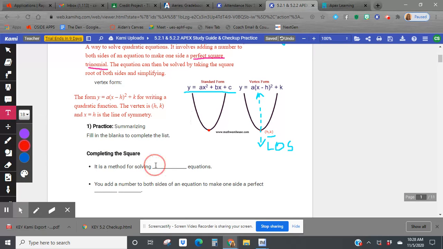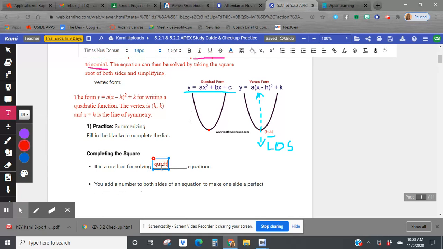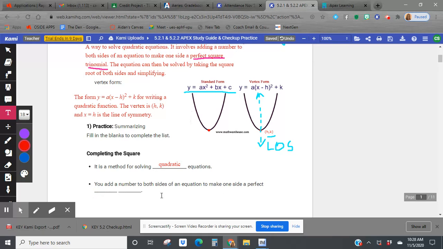Completing the square is a method for solving quadratic equations. Quadratic meaning x squareds. You add a number to both sides of an equation to make one side a perfect square trinomial.